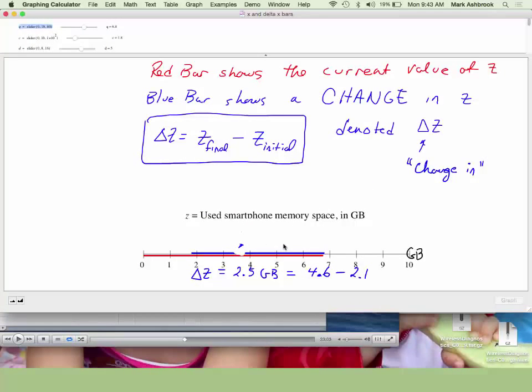Okay, so what do we have here? What was the red one at? Anyone remember? 6. And the blue one was at?